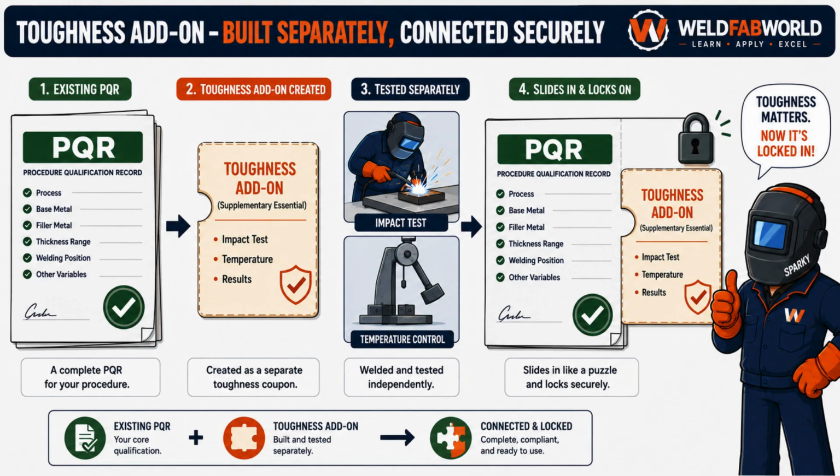One more thing that trips people up, you don't have to redo your entire procedure qualification just to add toughness testing later. You can qualify the supplementary essential variables on a separate coupon and layer them onto your existing PQR, and sometimes that new coupon actually tightens the range you originally qualified, not just adds to it.